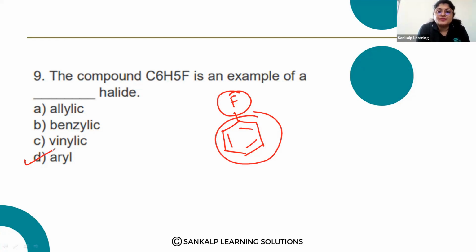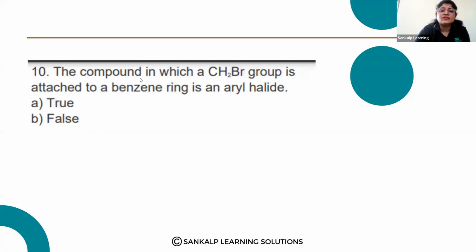We have now seen what an allylic halide is, what a benzylic halide is, and what a vinylic halide is. So aryl halide means the halogen atom is directly linked to an aromatic ring. Next question: the compound in which a CH2Br group is attached to a benzene ring is an aryl halide. Is it true or false?